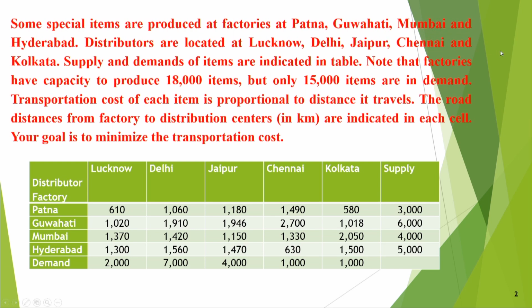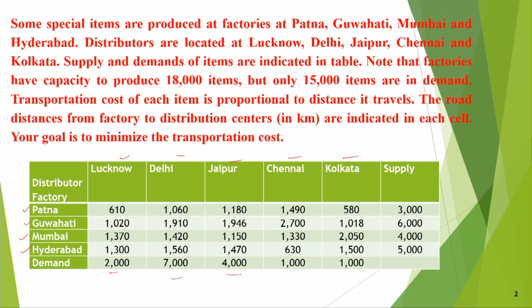Some special items are produced at factories at Patna, Guwahati, Mumbai and Hyderabad, and distributors are located at Lucknow, Delhi, Jaipur, Chennai and Kolkata. Supply and demands of items are indicated in the table. Patna supplies 3000, Guwahati supplies 6000, and for demands, Lucknow demands 2000, Delhi demands 7000, Jaipur demands 4000.